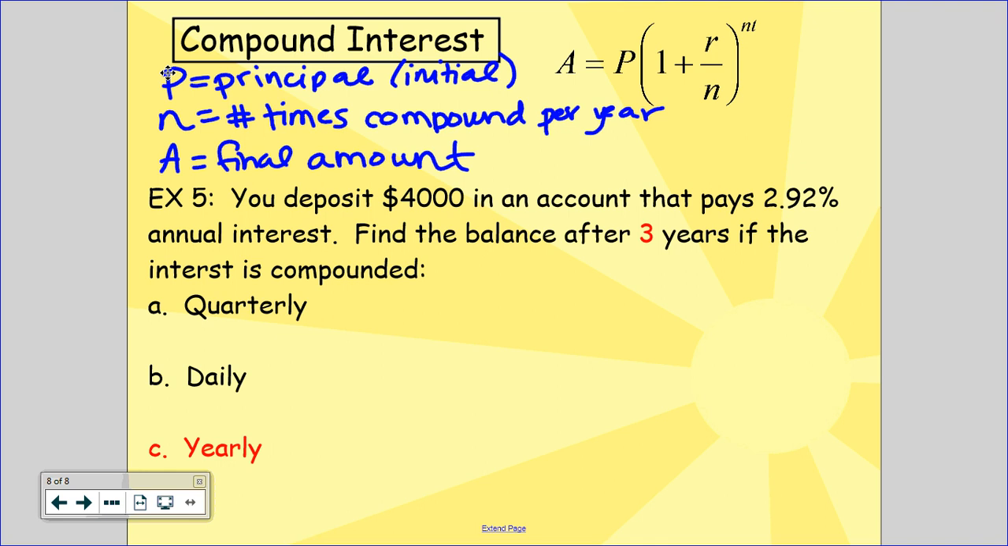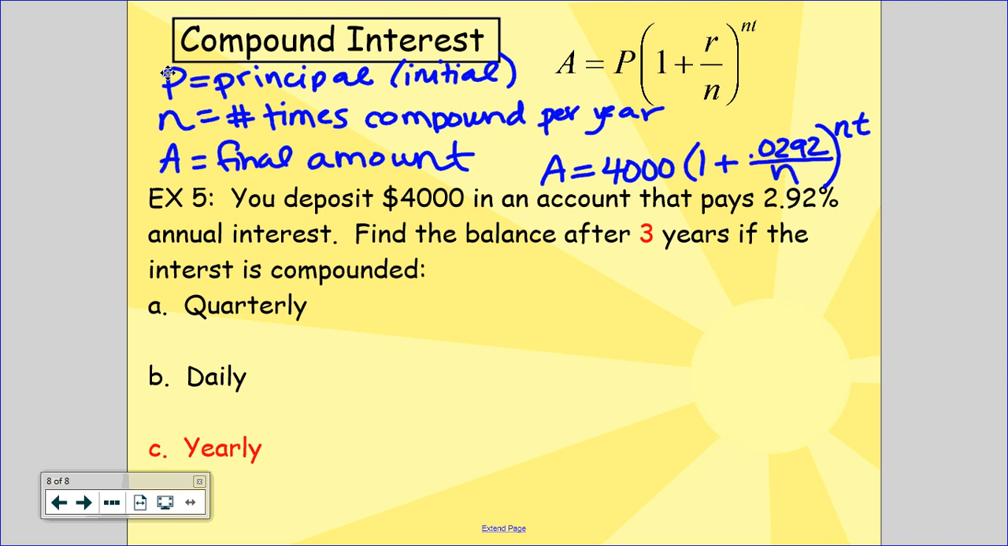So we're just going to write our function. So with what we have so far, we'll just write the function and then we'll find each of those there. So 4,000 is your principal. That's what we start with. And then 1 plus R as a decimal, so 0.0292 over N, whatever number of times you're going to compound it, and then to the NT. So those will all be the same except for the N and the T for each one.